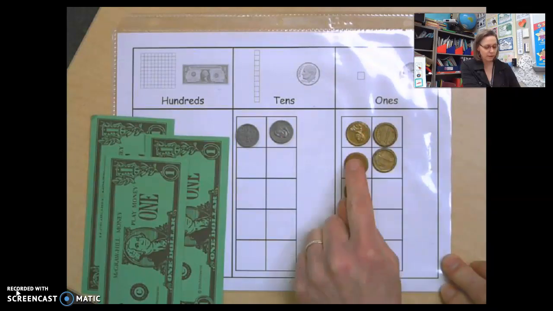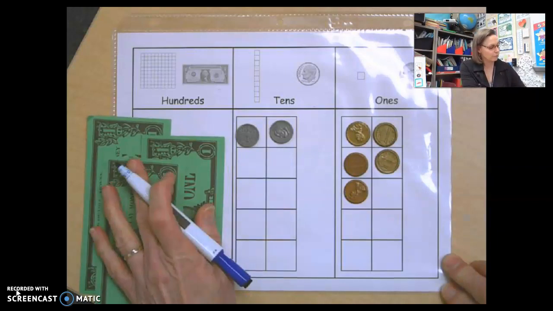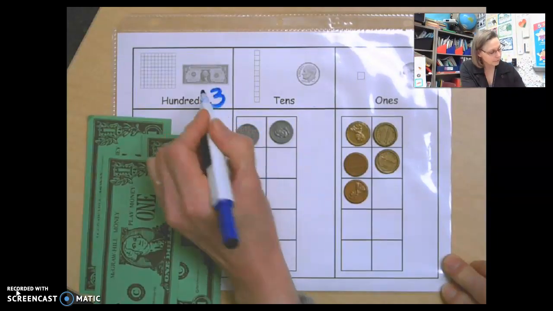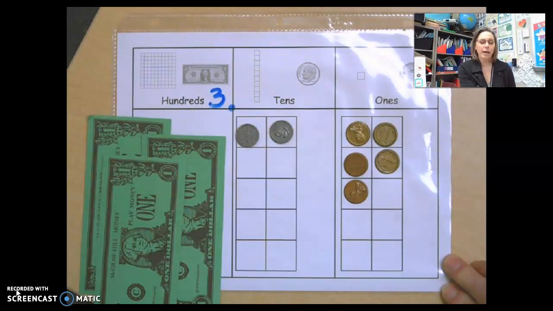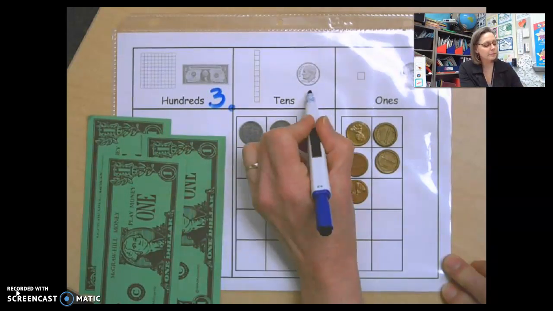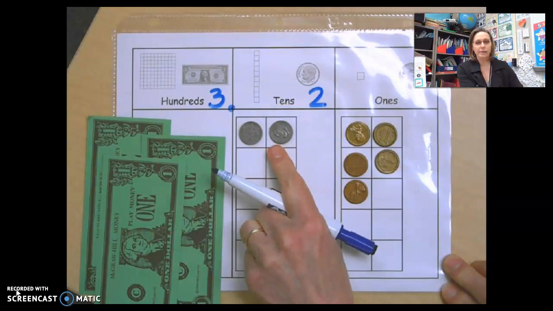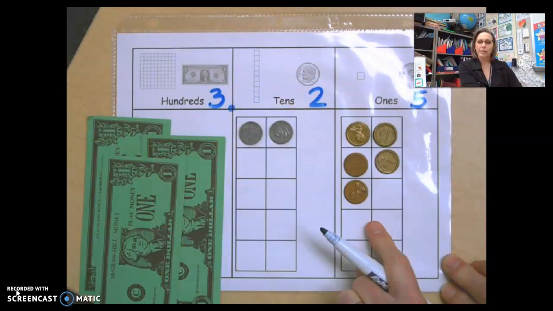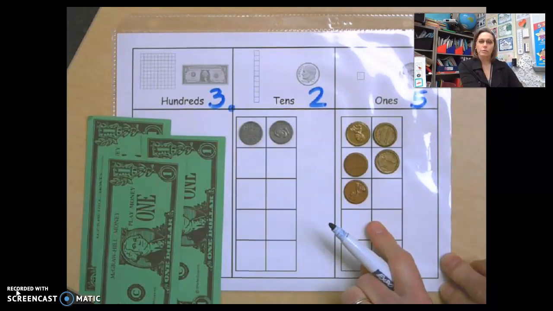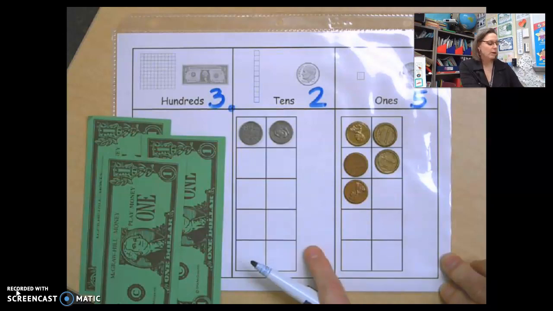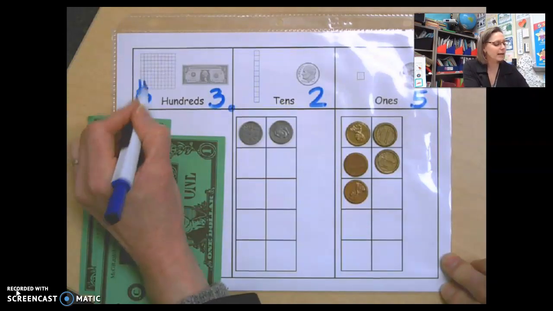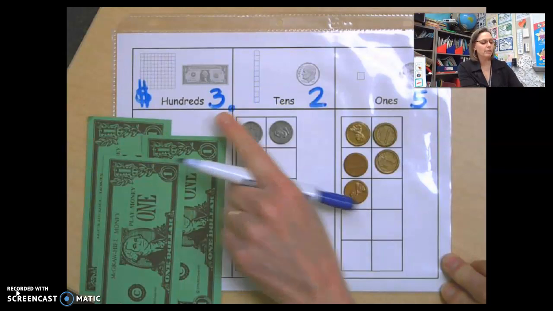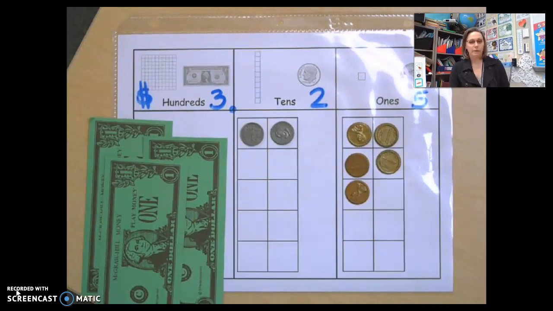So let's see how much we've got here. All right, so now I know I have $3 bills, and I'll put that little decimal there. I've got 2 dimes, which means I have 20 cents there, and I've got 5 pennies, which means 25 cents altogether. And then I put my dollar sign over here because I have dollars. So $3.25.